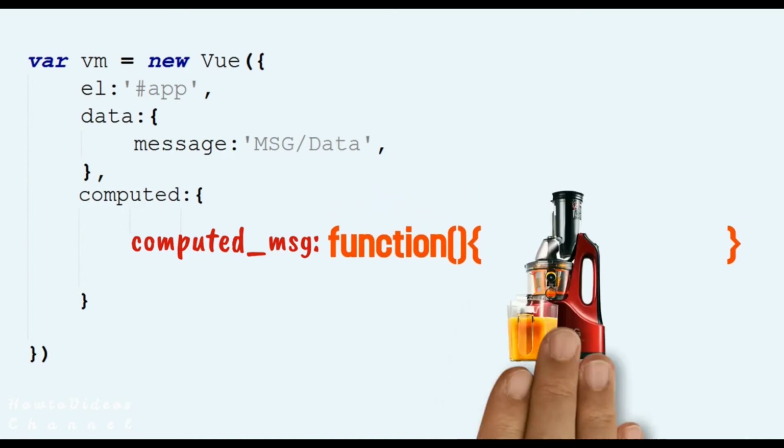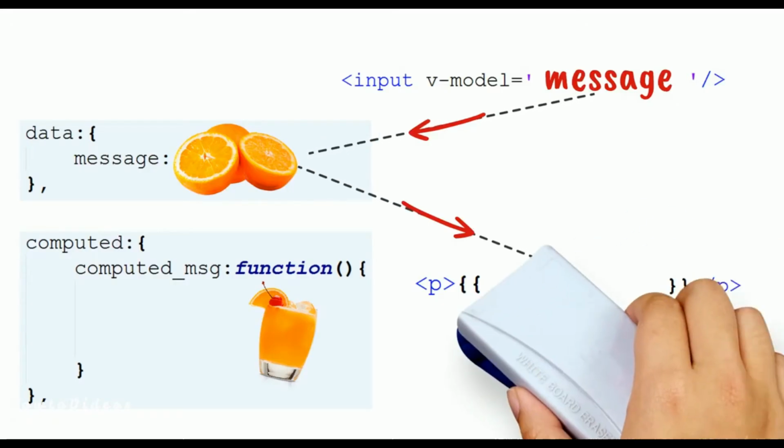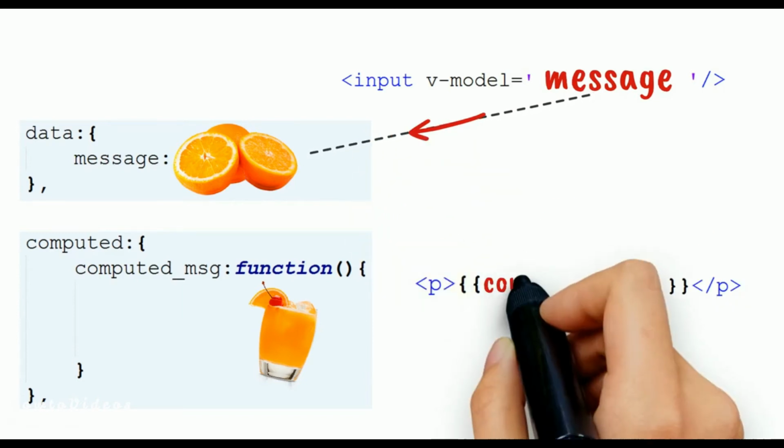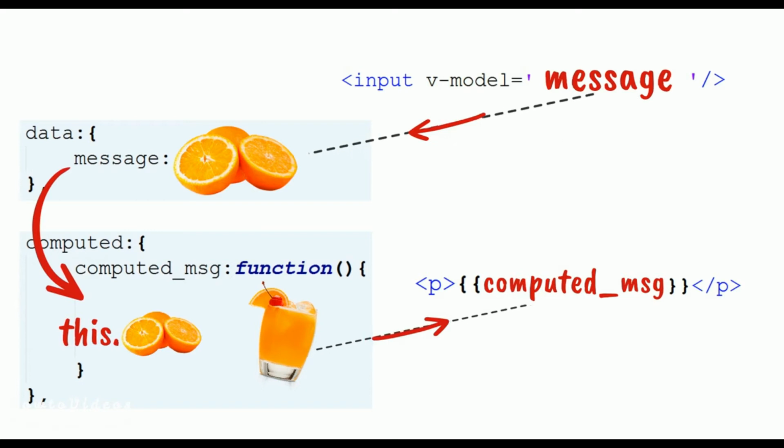The juicer is located inside the anonymous function. Orange juice is made here. Then we go to the p tag and switch message into computedMessage. Now, the input tag and p tag are no longer connected. Input box will send orange to data. P tag will retrieve the orange juice from computed. Do you still remember the proxy feature we mentioned before? The keyword this is the bridge linking data and computed. The orange can therefore reach the juicer.